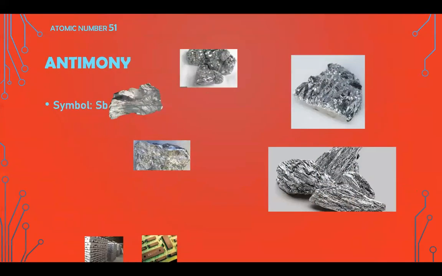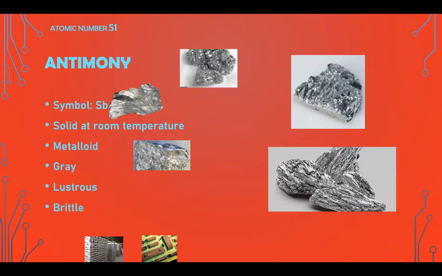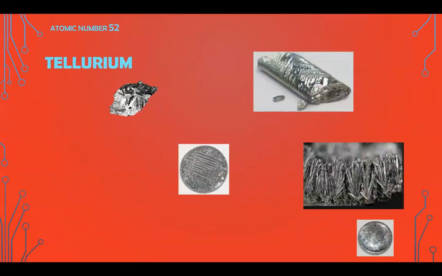Antimony. Antimony's symbol is Sb because its Latin name is stibium. Antimony, I mean, it kind of sounds sad, right? Regardless, antimony is a solid at room temperature. It's a metalloid, just like boron, silicon, germanium, and arsenic. Antimony is gray in color. It is lustrous like metals, but it is brittle like non-metals. Antimony is used in alloys, semiconductors, etc.